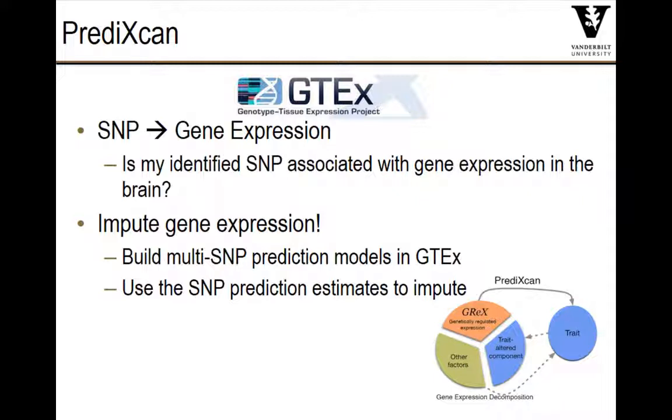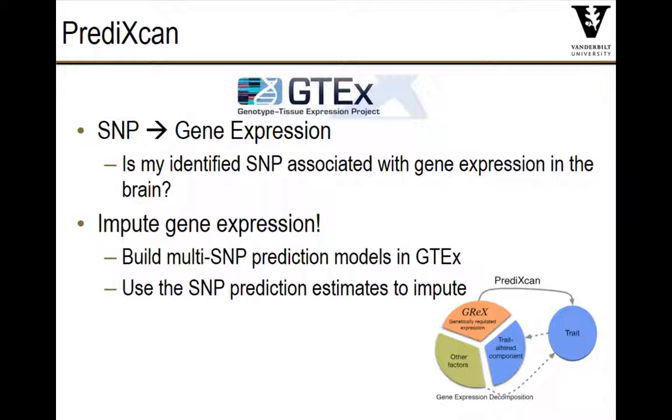But the other thing that you can use with this data, which is really cool, is you can assume that gene expression is made up of these three components. You have factors driving your gene expression that you don't know. You have a component of your gene expression that's altered by your trait. And then you have this genetically regulated component. You have the SNP component, the SNP associations, the eQTLs that we were talking about, driving gene expression. And if you assume that, you can use those SNPs to impute your gene expression, and what you're then looking at is only the genetically regulated gene expression.